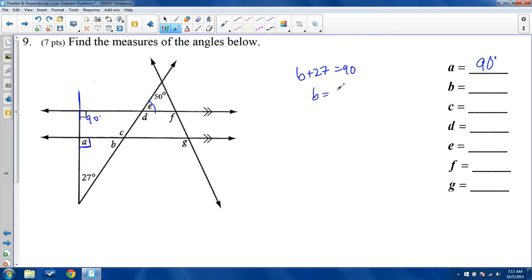So B is 63 degrees. Okay. C and B are a linear pair, as I stated before. So C plus B is 180. Subtract 63. You'll get C equals 117. Okay. C and D are alternate interior angles, so they are congruent. So C equals D, so D also equals 117.